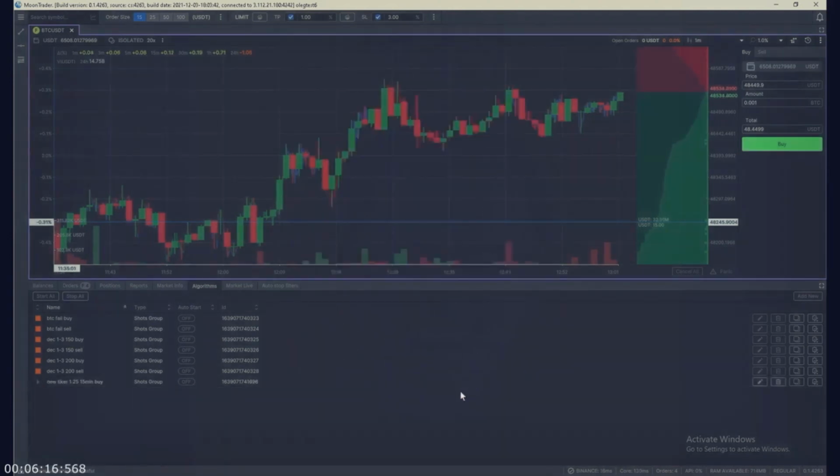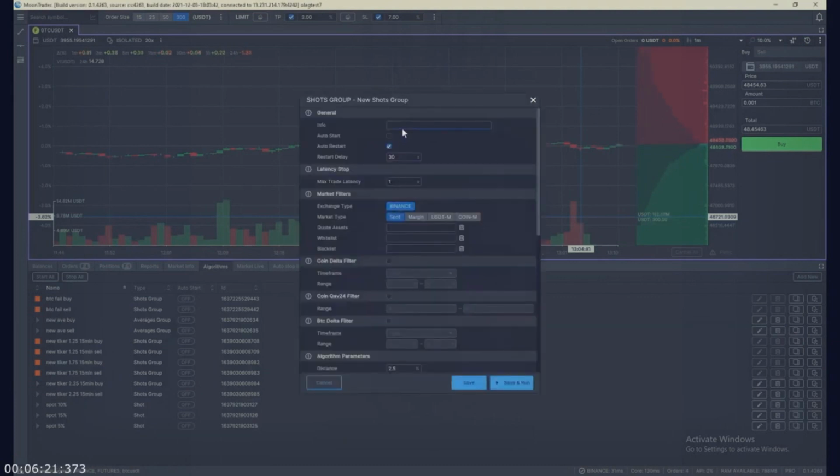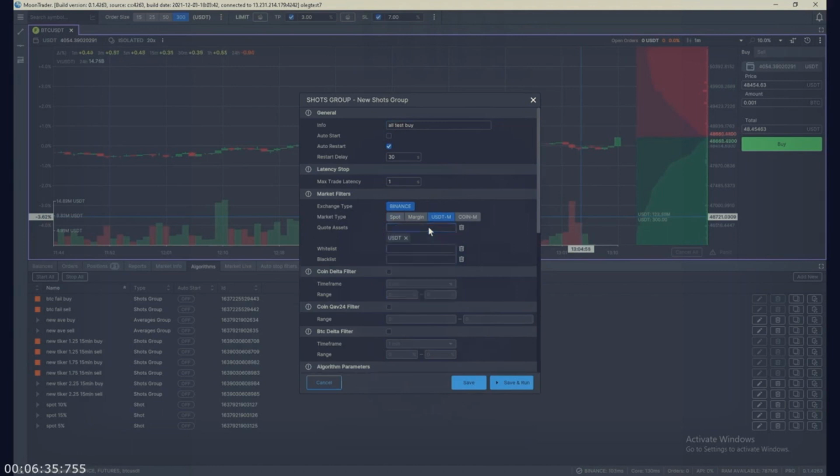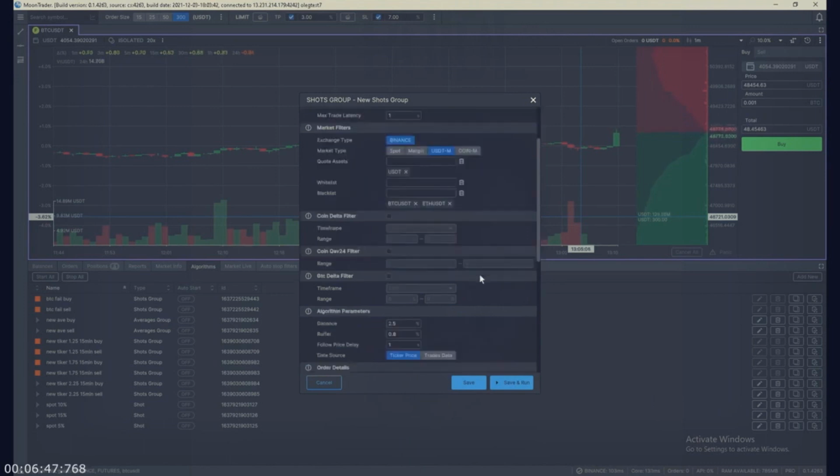And now, let's take a look at an example of the shots group algorithm. For example, we need to catch 1% shots on the entire market. Let's set it up. Let's name it, for example, all test, and specify the order type, in this case buy. Then select the market we need, for example futures. We will trade the entire market to Tether. We don't need a whitelist because we want to trade the whole market, but we can add coins to the blacklist, for example Bitcoin or Ethereum. We will not use filters, but you can use them to remove low volatility markets, for example.